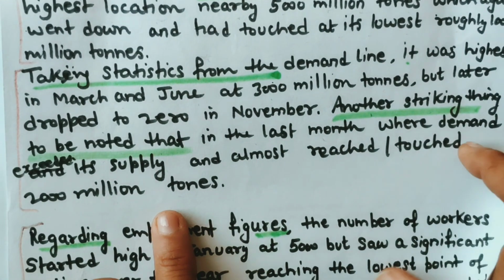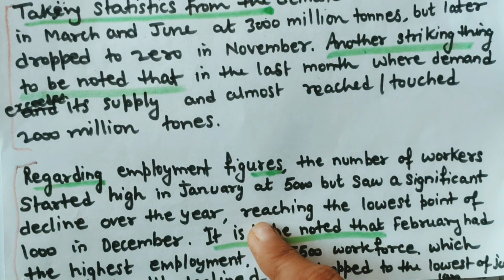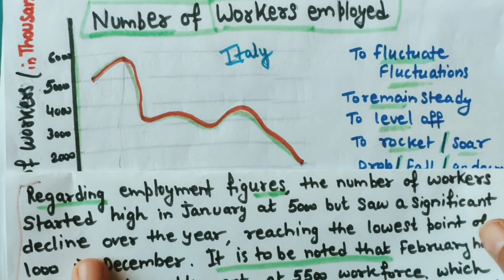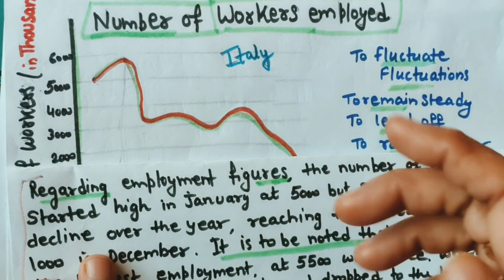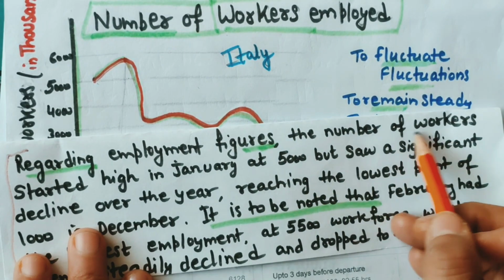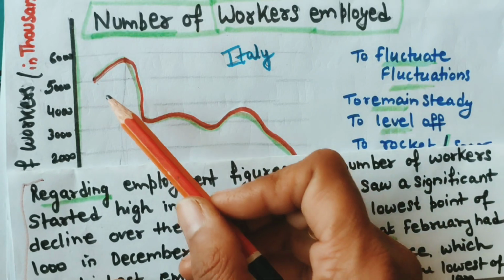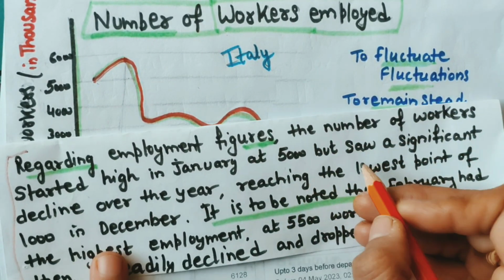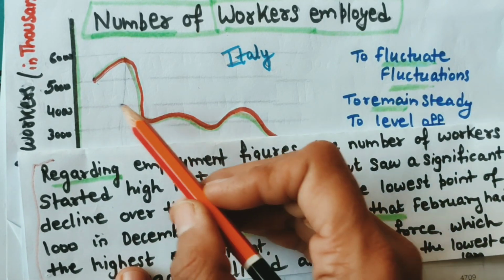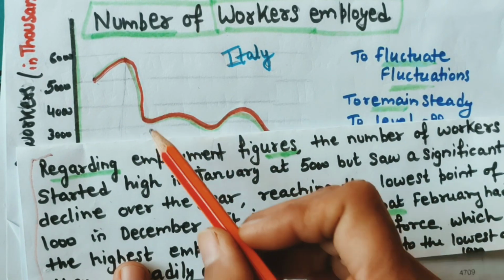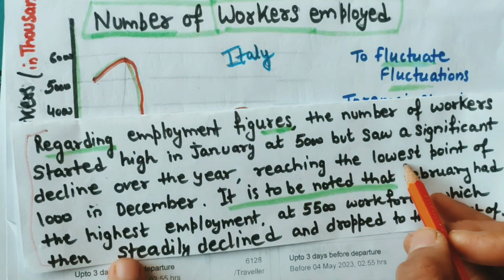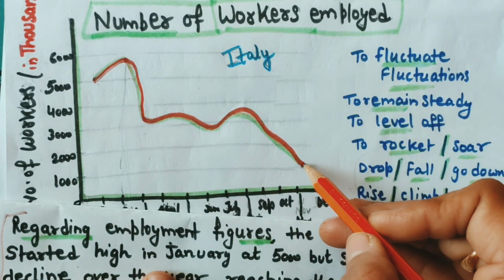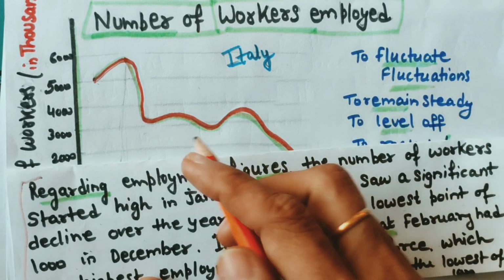Coming to the third one, the other diagram. Now we are going to talk about this one. Okay, this is how we have done it regarding employment figures. Regarding employment figures, the number of workers started high in January at 5,000, but saw a significant decline over the year, reaching the lowest point of 1,000 in December. See this lowest point, it is 1,000. So overall we have done it.